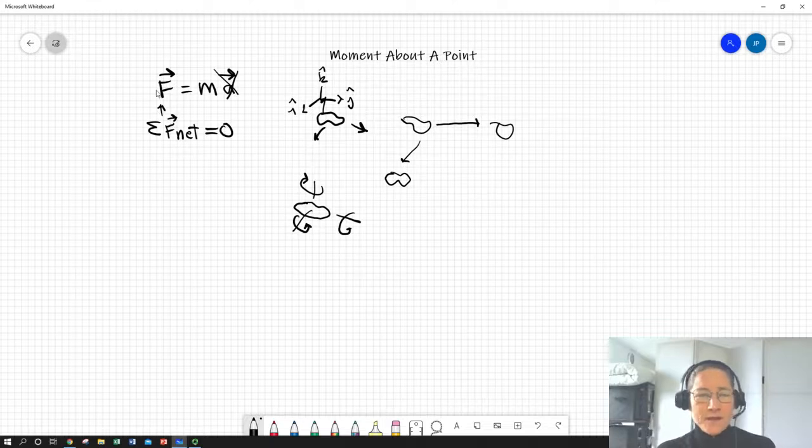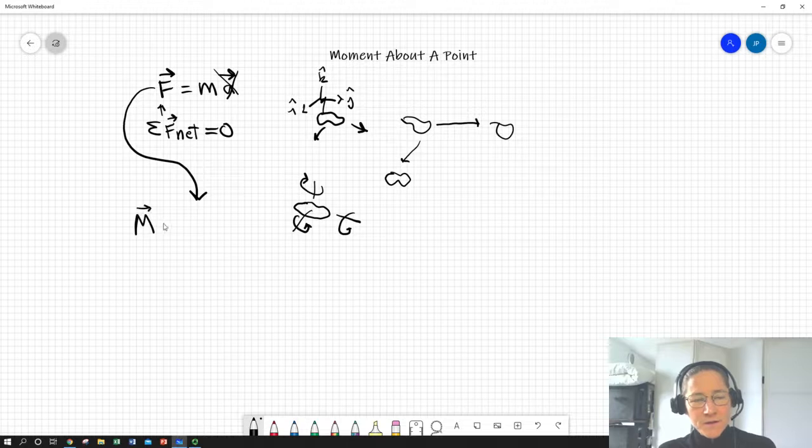And there is, lucky for us, an analog to Newton's second law for rotation, and it says moment, otherwise known as torque, you may see it as tau, is going to be equal to the moment of inertia of a body, which is kind of an analog to mass, times the rotational acceleration. And it will also be a vector. So this is our rotational analog.